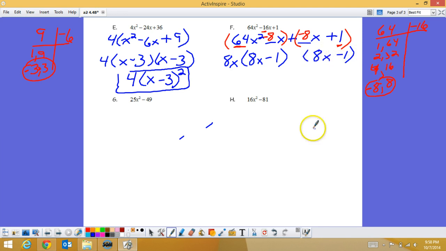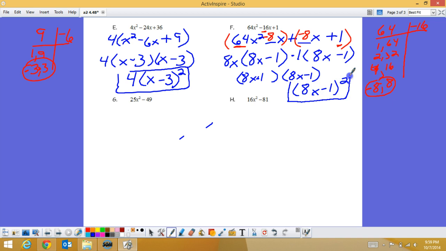What do you multiply 8x by to get negative 8x? The answer is negative 1. So our two sets of parentheses are 8x minus 1 and 8x minus 1. And since both sets of parentheses are the same, you can shorten that by writing 8x minus 1 squared.